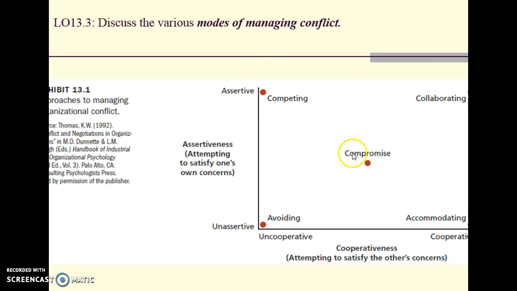Just in the middle is compromise, where cooperativeness is midway and assertiveness is the middle way. So we understand assertiveness as the attempt to satisfy one's own concerns. On the cooperative side, accommodating and collaborating are the two sides.